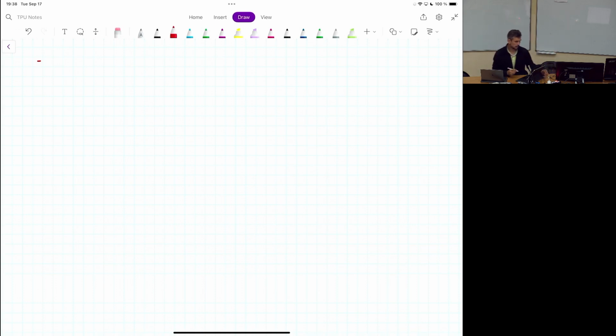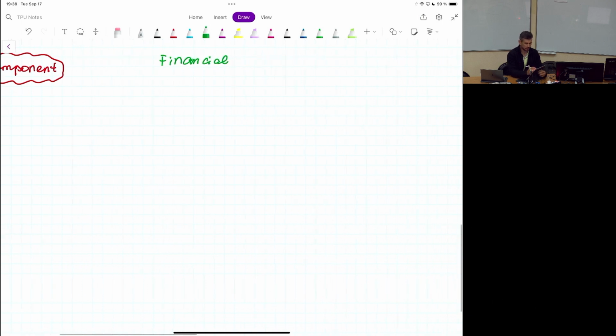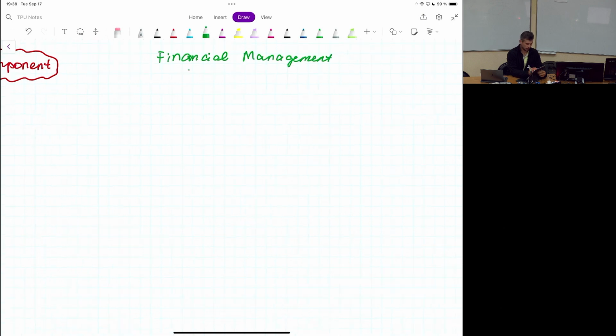Okay, let's talk about the finance component. The finance component of financial management. The finance component, as we discussed earlier, is, well, if we take financial management as a subject of our study, it consists of finance and technically management.